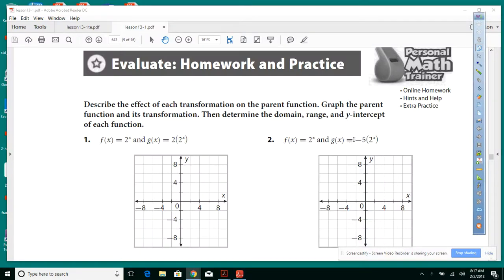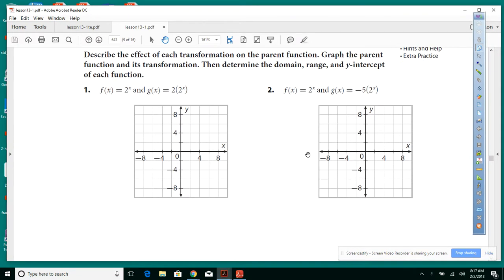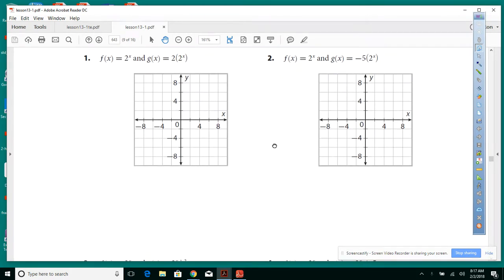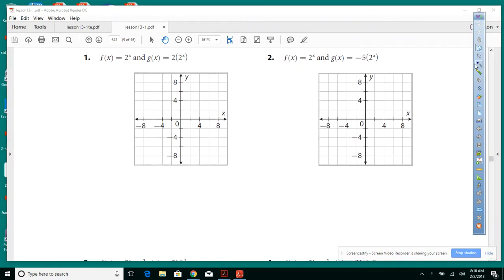Homework for lesson 13.1. Describe the effect of each transformation on the parent function. Graph the parent function and its transformation. Then determine the domain, range, and y-intercept of each function. So let's take a look at number 1 here.